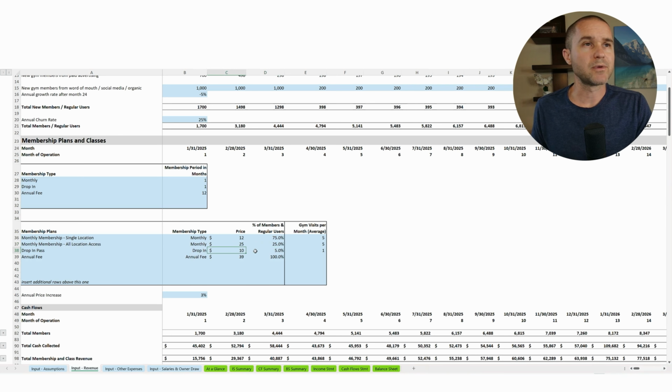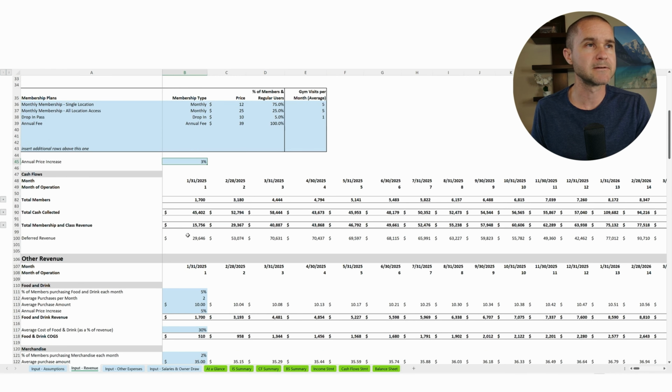And then we've got a drop-in pass that you can get for $10. 5% of active users are going to be drop-in members. And then this annual fee would be charged to 100% of the members. They're all going to have to pay that once a year annual fee of $39. And you can set an annual price increase here.